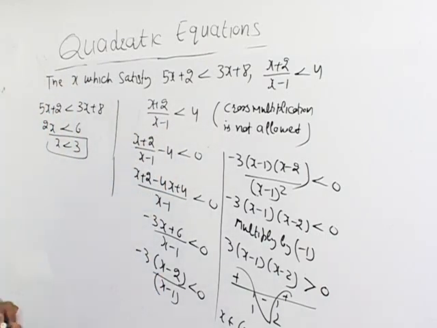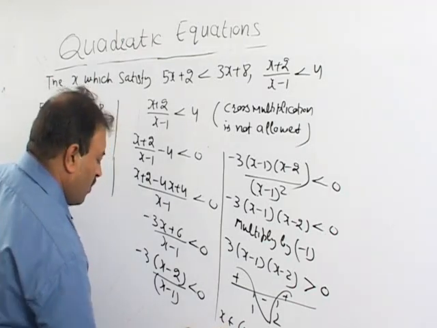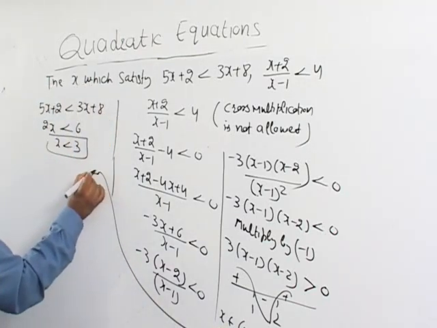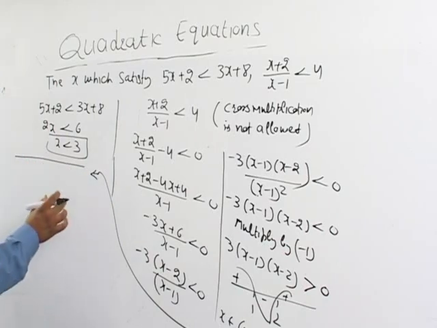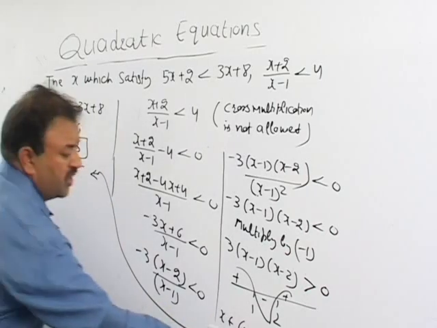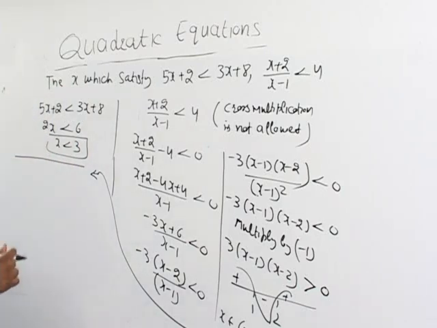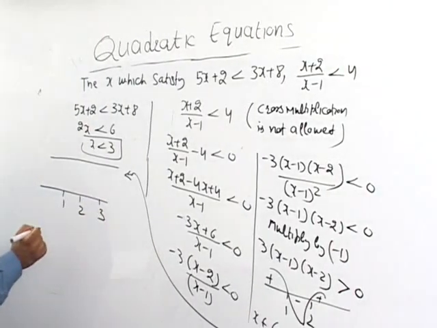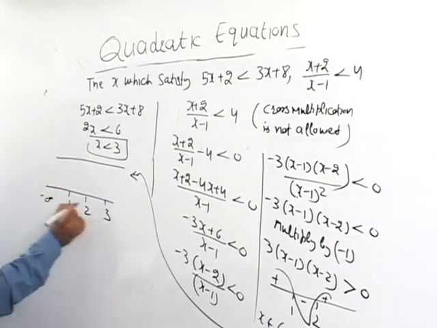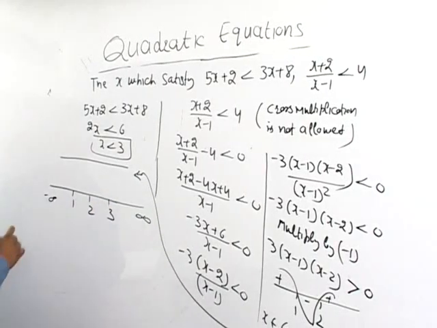Now after this we are going to come over here. See, I am going to write down here the common solution of both these lines. We draw the points: 1 over here, 2 over here, and 3 over here, with minus infinity on one side and infinity on the other.